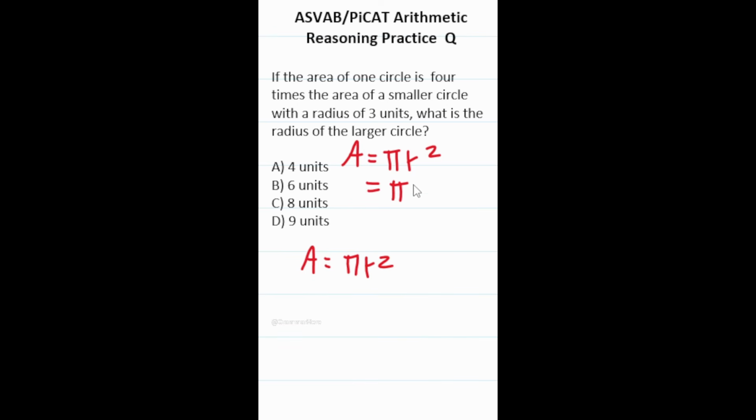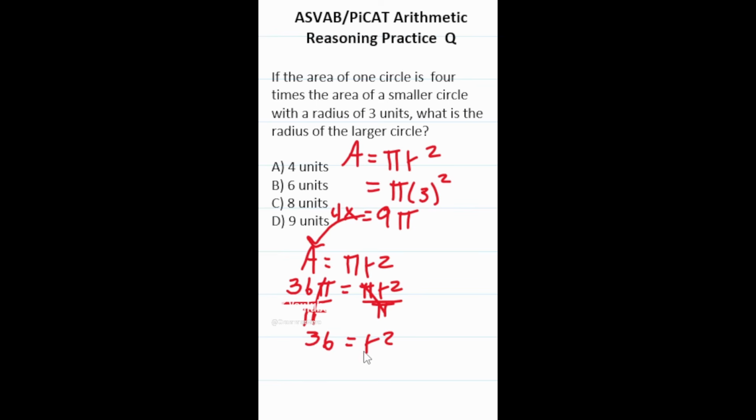And we know its radius is 3, so this becomes pi times 3 squared. 3 squared is 9, so this is 9 pi. We know this larger circle has 4 times the area of the smaller circle. 4 times 9 pi is 36 pi. This equals pi r squared. Again, we want to know the radius of this larger circle, so we're going to divide by pi here. This crosses out here and here, leaving you with 36 equals r squared. That is the radius squared. If we take the square root of both sides, we're left with r. The square root of 36 is 6, so the radius of the bigger circle is B.